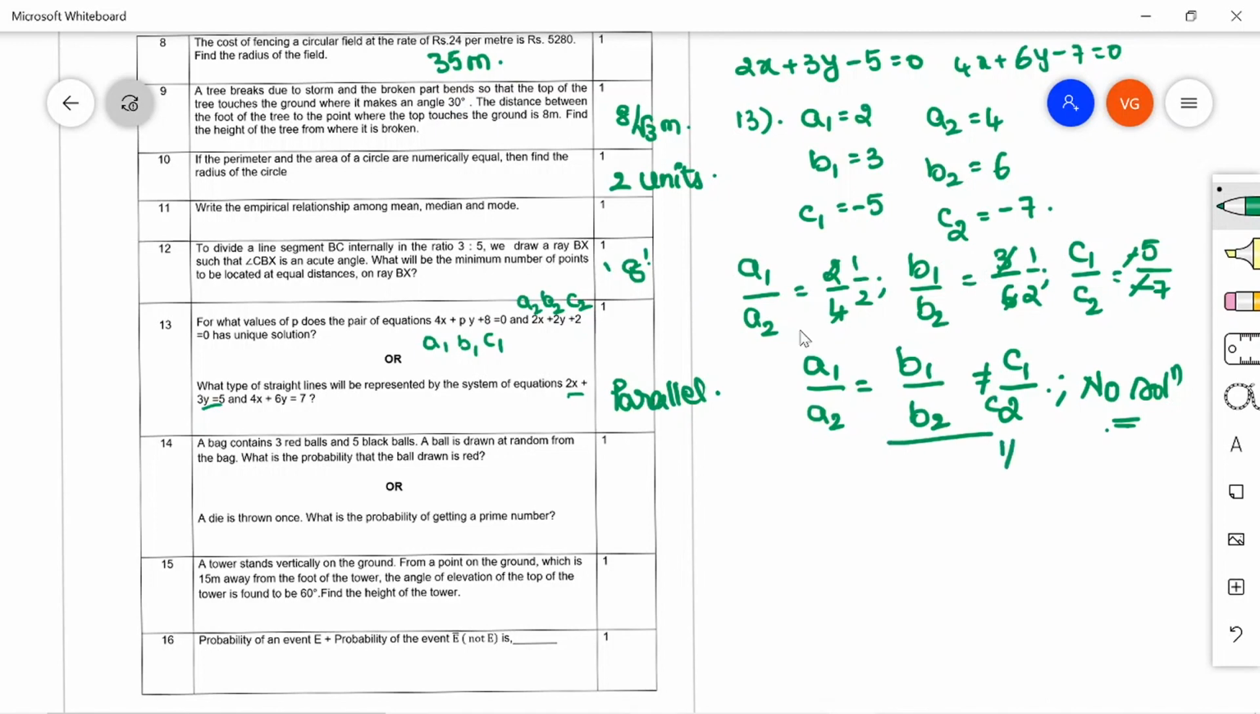This is C1 by C2. And calculating the ratios, you will get half mark. So write it down parallel, right? So this is the marking criteria for this question number 13. Coming to question number 14.